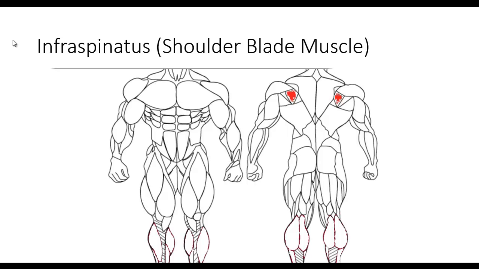Next muscle group we're going to talk about is the infraspinatus. Again, that's infraspinatus. It's indicated here in red, and the best way to think of this is it's the muscle on your shoulder blade.